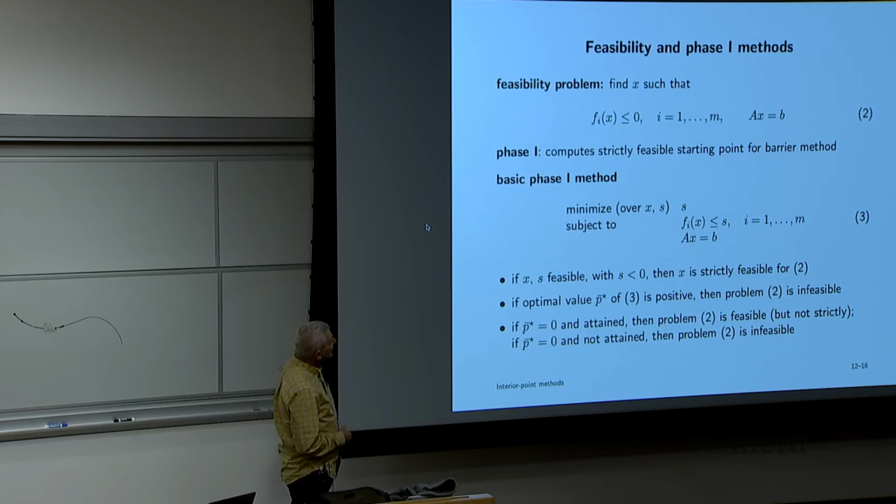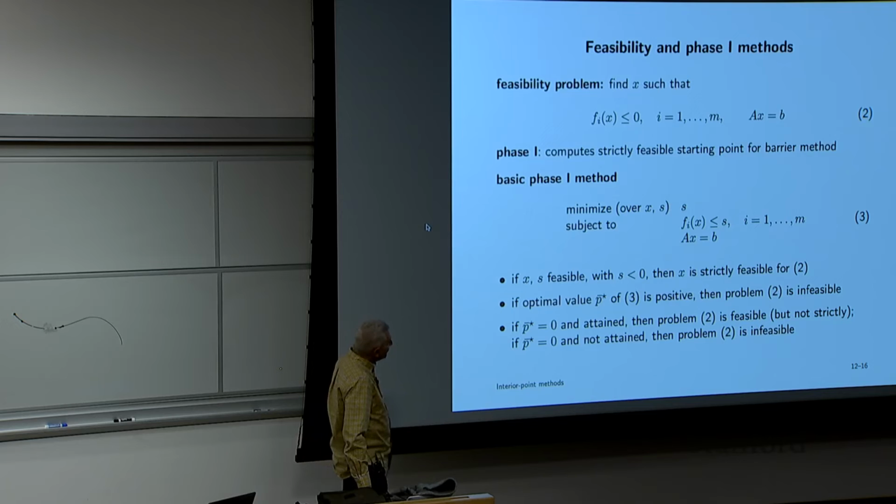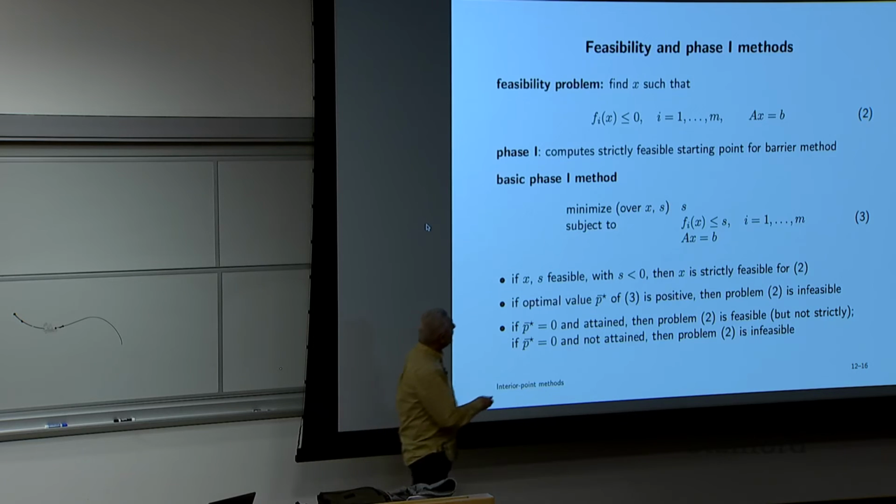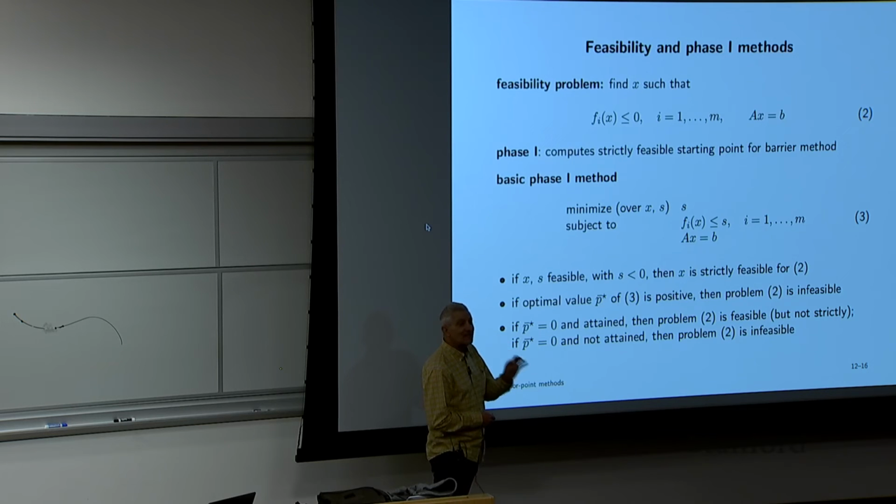Okay, so here's what you do. We put here a slack variable s, right? And we want to minimize over x and s this s. We terminate the minute we produce something with s negative, and we quit. Because at that point, you've computed a strictly feasible point, and then you jump back to the barrier method. Or actually, you can apply the barrier method to this.